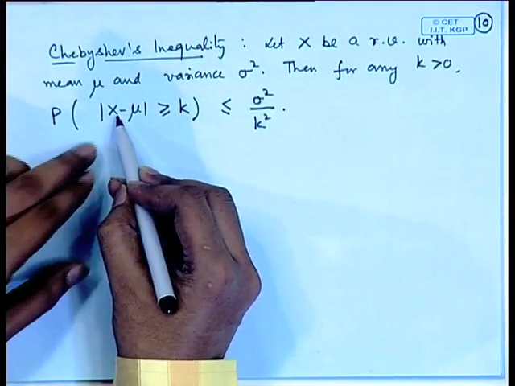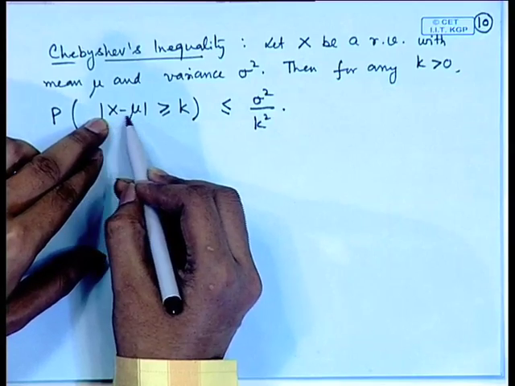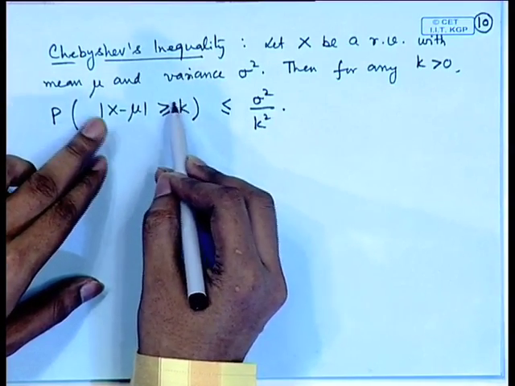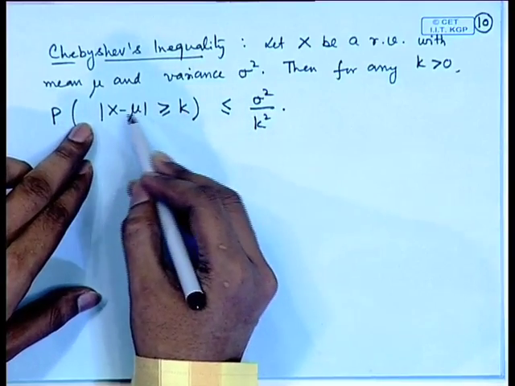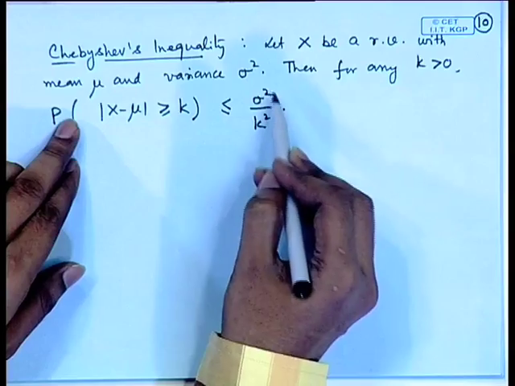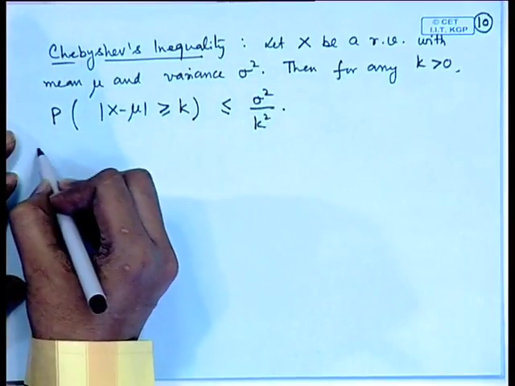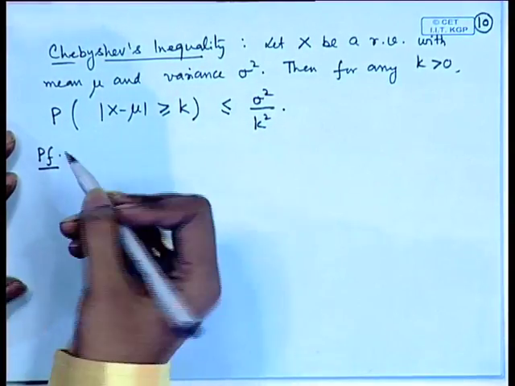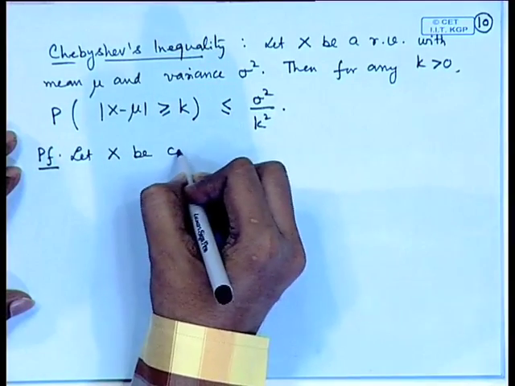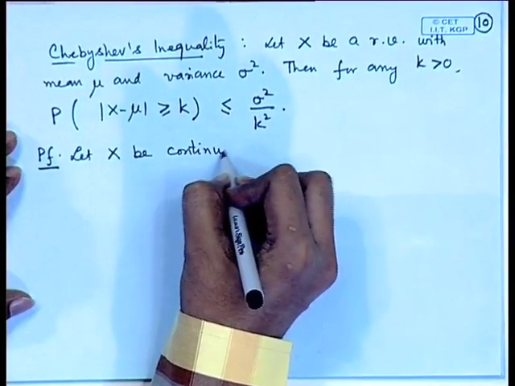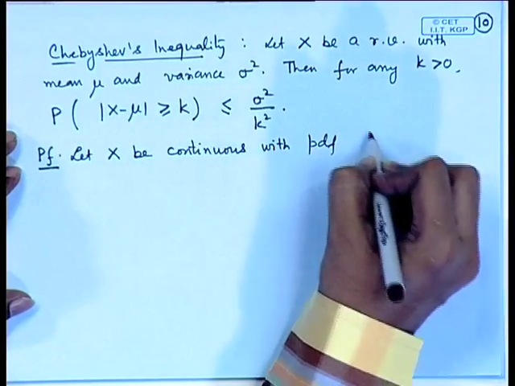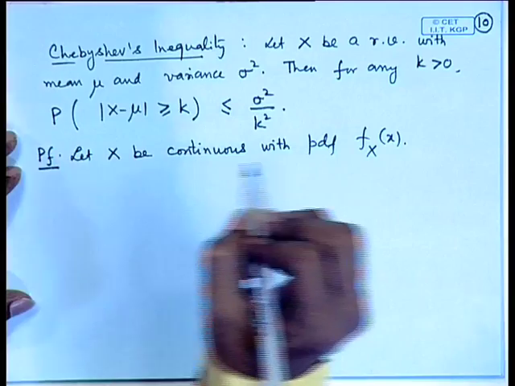You can see this denotes the probability of x lying in a certain interval, or lying outside a certain interval. We do not have full information about the random variable except its mean and variance. Nevertheless, we are able to give a certain bound for this probability. To prove this, let us consider x to be continuous with a certain PDF f x.